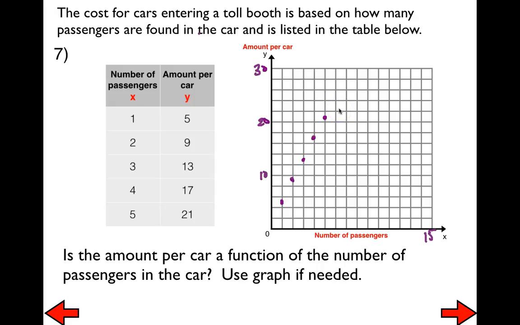the graph, it's going to be a function because the vertical line will only touch this graph once every single time. Again, you could have also mapped it and said 1, 2, 3, 4, 5, and again, notice I only write the numbers once. Here I'm just going to write the numbers that I need, so 5, 9, 13, 17, 21. And once again, I didn't write any of these numbers more than once. I will map them. I did a horrible job doing that. Map them and notice that each input has exactly one output. So therefore, I would say it is a function. The amount per car is a function to the number of passengers in the car.